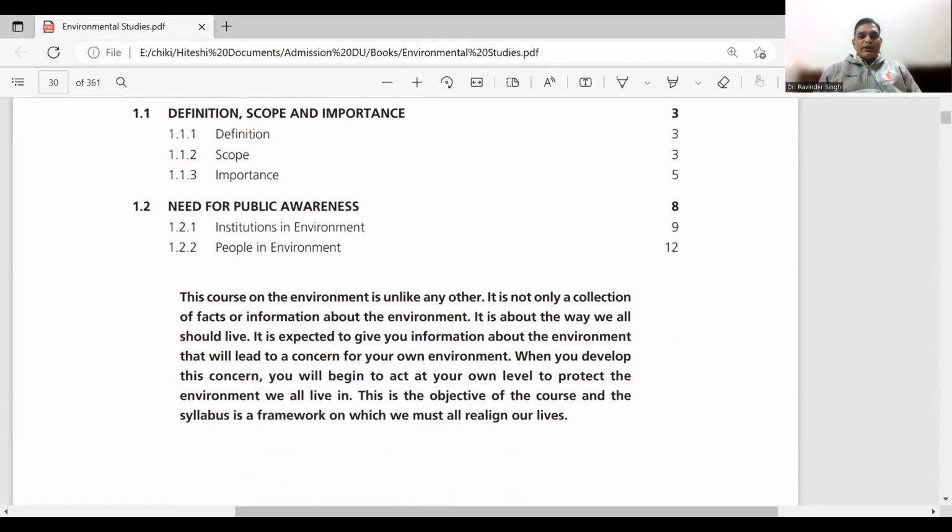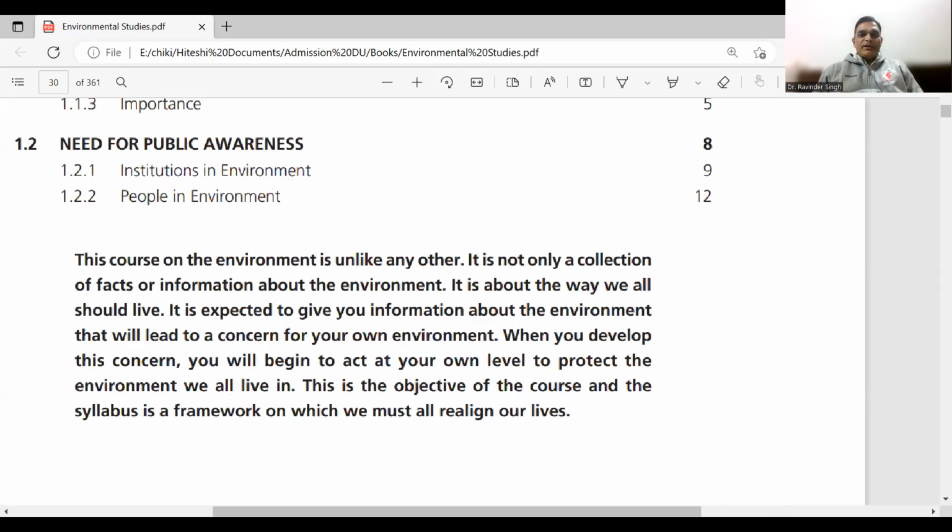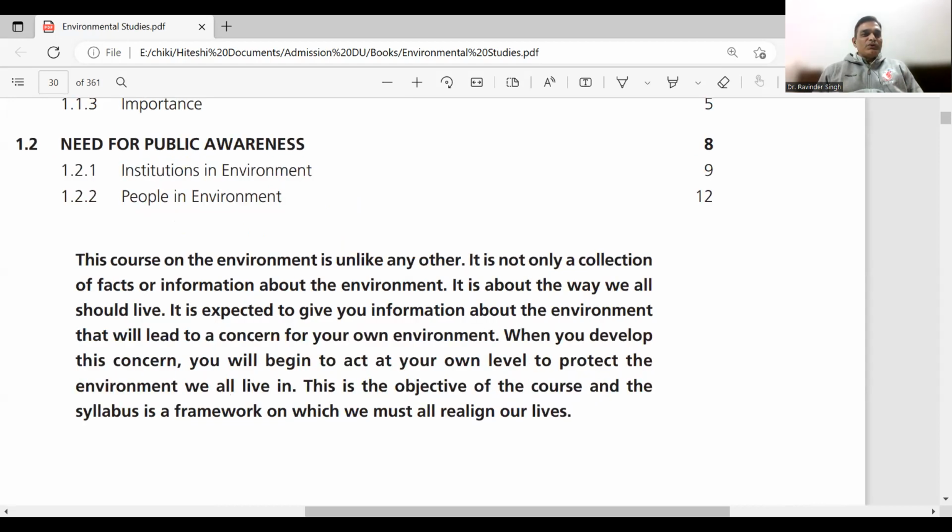This course on the environment is unlike any other. It is not only a collection of facts or information about the environment, it is about the way we all should live. It is expected to give you information about the environment that will lead to a concern for your own environment. When you develop this concern, you will begin to act at your own level to protect the environment we all live in. This is the objective of the course, and the syllabus is a framework on which we must all rely in our lives.